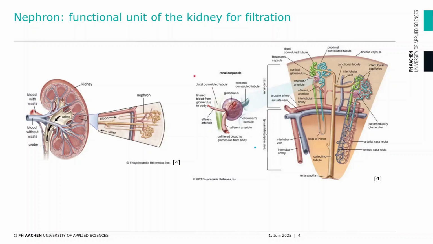Let's take a closer look at the most important functional unit of the kidney. The nephron consists of the renal corpuscle and the tubular apparatus. The renal corpuscle consists of the glomerulus and Bowman capsule. The Bowman capsule is a double-walled epithelial envelope that surrounds and protects the glomerulus. The glomerulus itself is on the inside. It is a tangle of blood capillaries. The glomerulus is where the primary urine is produced, which is then passed on to the tubular system.